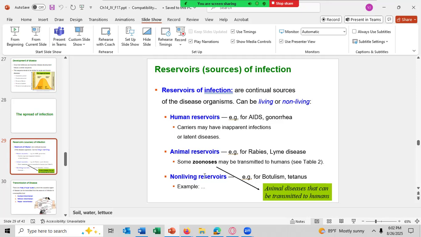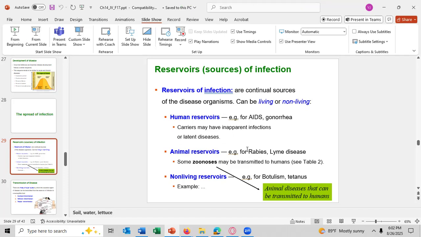There are also animal reservoirs, and they can spread disease to people. Some diseases, like rabies and Lyme disease, only come from animals. If you get rabies, you cannot spread rabies to another individual unless somebody were to cannibalize you. And that's because rabies does not spread from a human to a human. It only spreads from animals to humans.